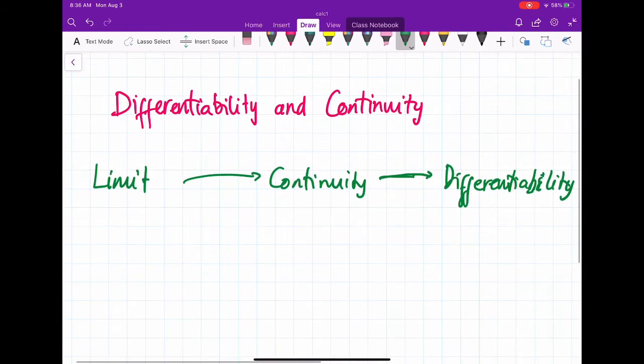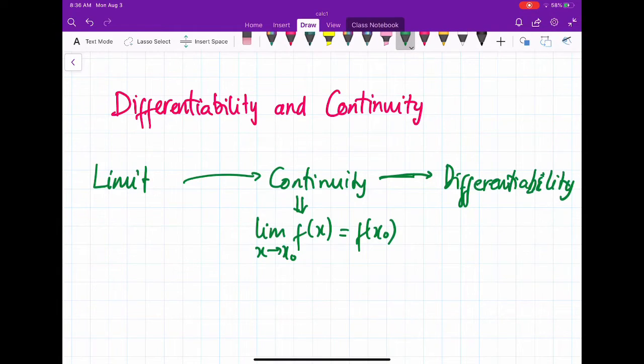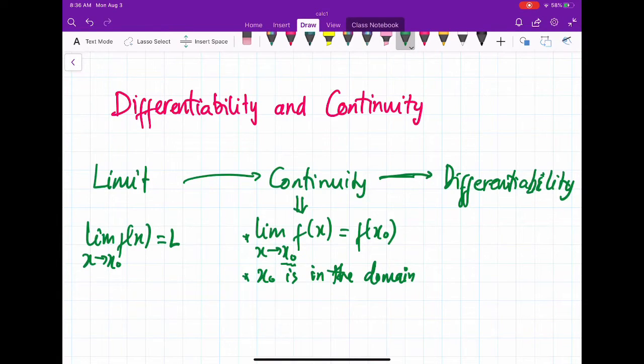Look at this. So limit, a function is continuous if the limit of f of x when x approaches x0 is equal to f of x0. And of course, we need the condition that x0 is in the domain of the function, right? But when you consider the limit, you don't need that. The limit of f of x when x approaches x0 may be some number.